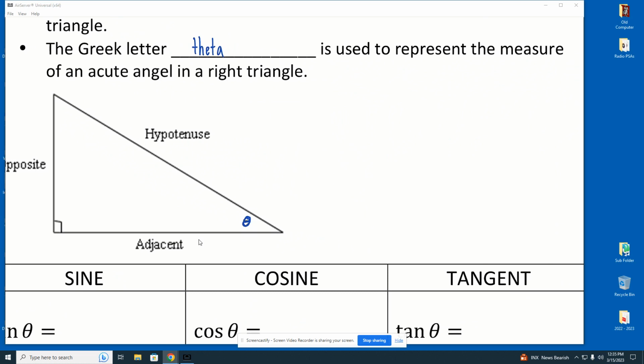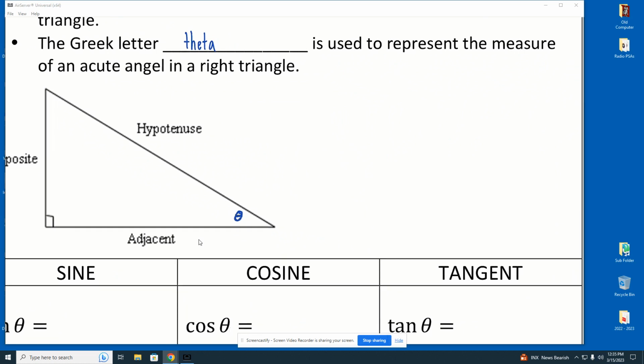Alright, so here it is. SOH is S over H... no, S is sine, then O over H. That's SOH.